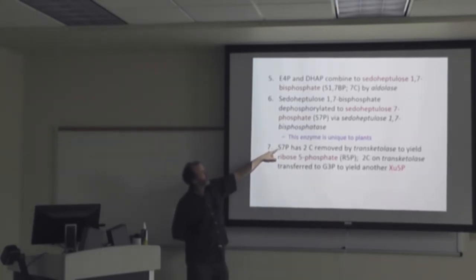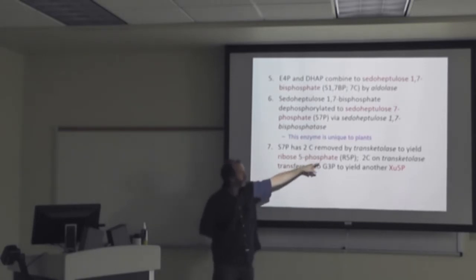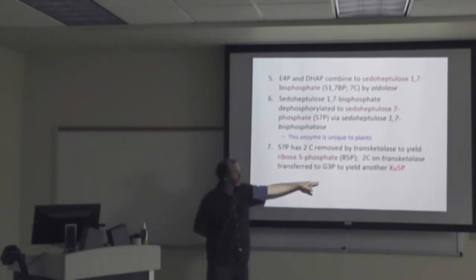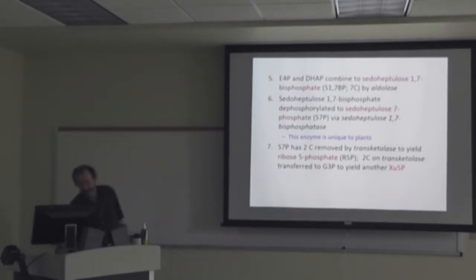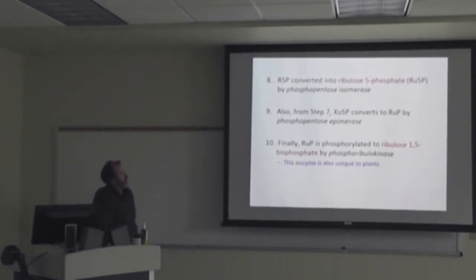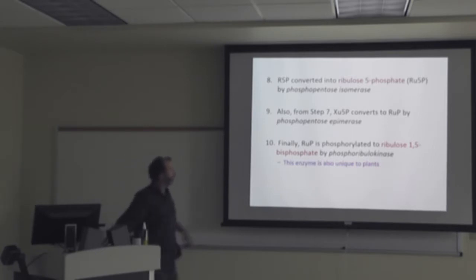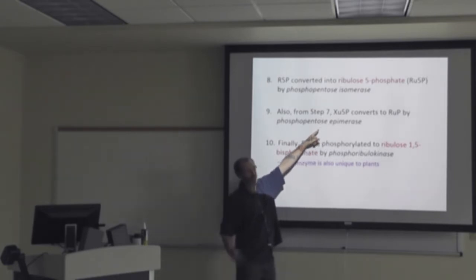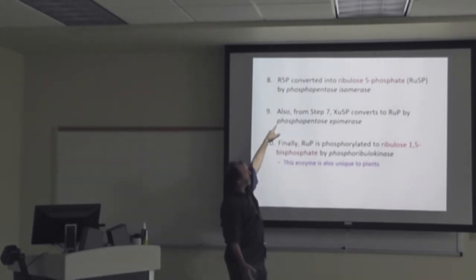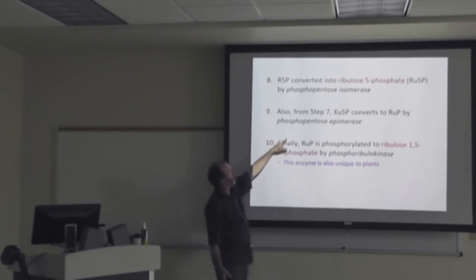Sedoheptulose 7-phosphate has 2 carbons removed by transketolase to yield ribose 5-phosphate. The 2 carbons on transketolase are transferred to glyceraldehyde 3-phosphate to yield another xylulose 5-phosphate. And then ribose 5-phosphate is converted to ribulose 5-phosphate by phosphopentose isomerase. And then also step 7 is the xylulose 5-phosphate, right? It converts to ribulose 5-phosphate by phosphopentose epimerase.